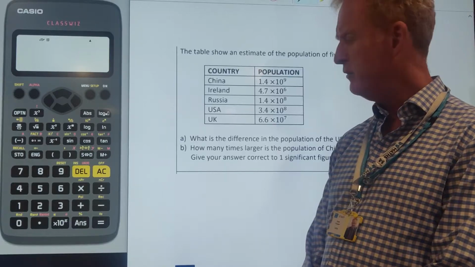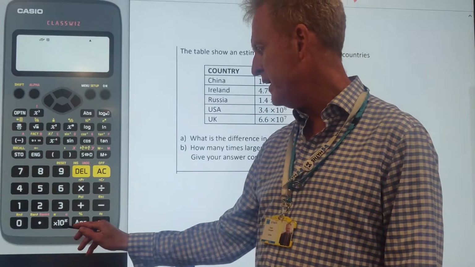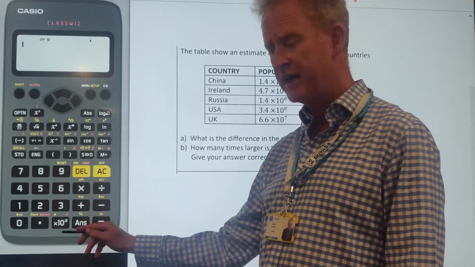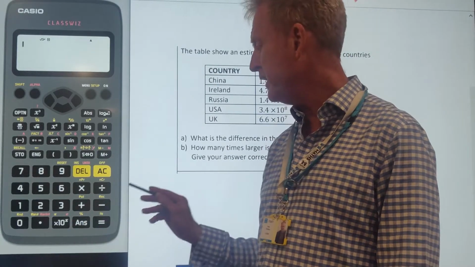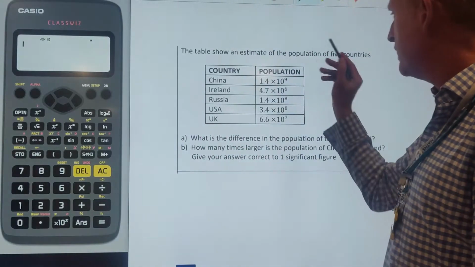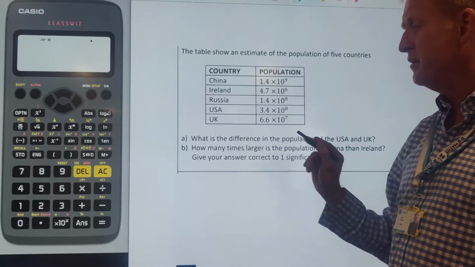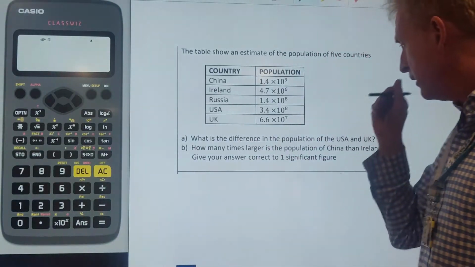This time we're going to be using this button down here next to our answer key. Now this is really helpful on standard form questions, okay? So a particularly tricky topic. I'll go through this particular question slowly, make sure we're okay on it, and I'll show you how to use this button here to answer a question like this.